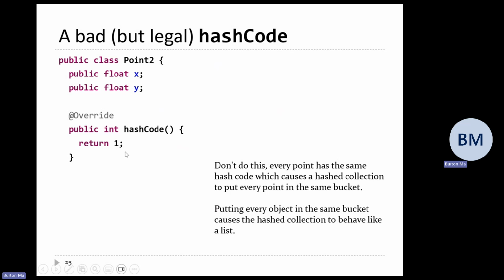This is what you definitely should not do. You should not override hashCode to return a constant value. Why not? This is always going to return 1. So when you put points into a hash table, all the points get put into the same bucket. If you put everything into the same bucket, it's like putting something into a list. So now your O(1) search becomes O(n) because you have to search all the elements in the bucket. So this is a terrible hash code. Don't do this.